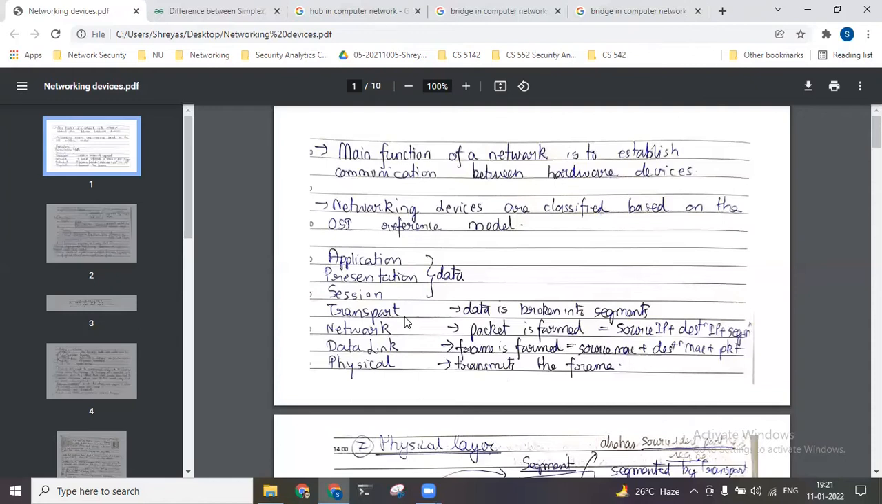And after the transport layer comes the network layer. Now, what this network layer will do is that to this created segment, it will add its source IP, from where it has originated, and the destination IP, where it has to go. So when the segment is prefixed with the source and destination IP addresses, a packet is formed. Okay, so the network layer deals with packets.